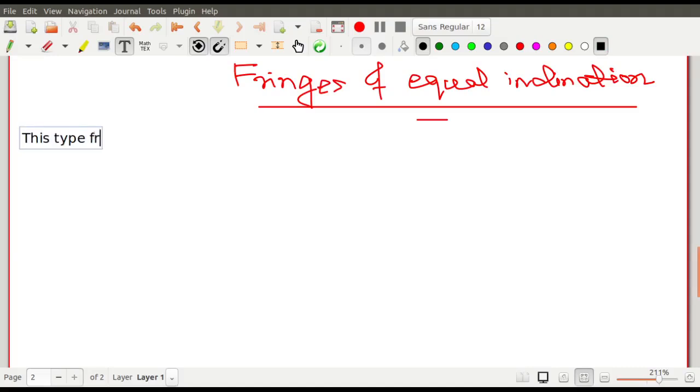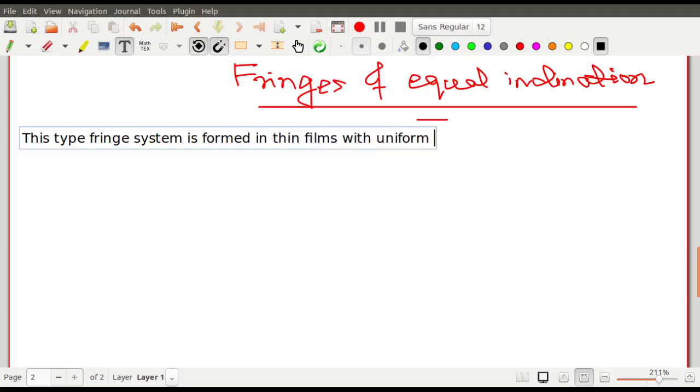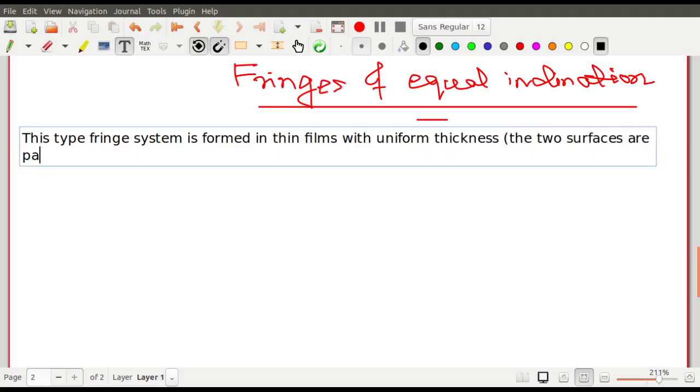This type of fringe system is formed in thin films with uniform thickness. That means that the two surfaces are parallel, right? The two surfaces are parallel. This type of fringe system is formed in thin films with uniform thickness.